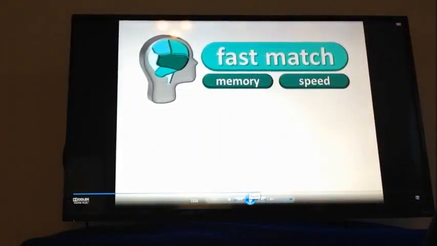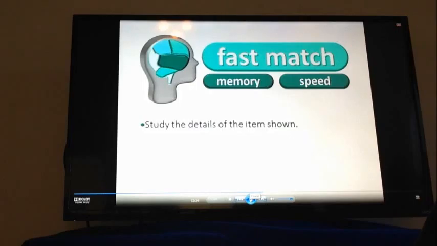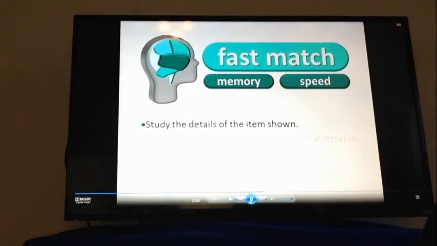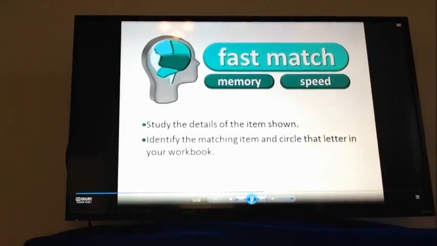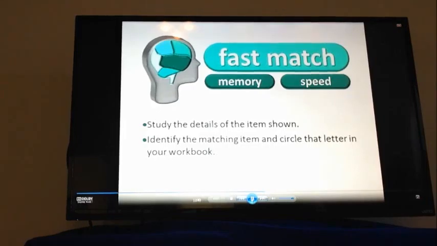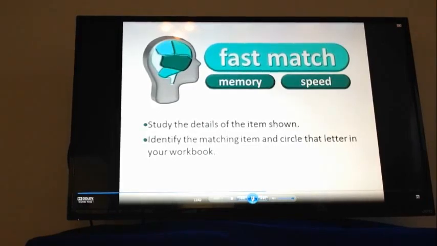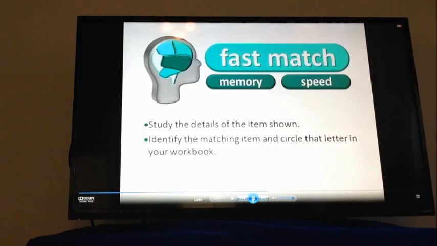Match is our next activity. Study the details of the item shown. Identify the matching item and circle that letter in your workbook. Mark all incorrect answers.